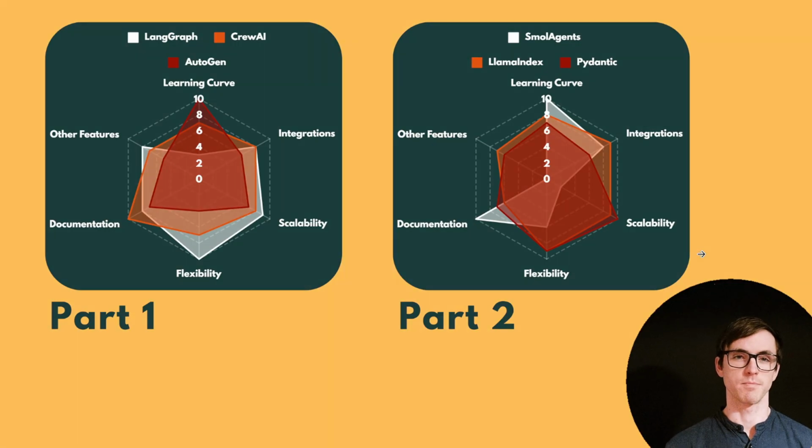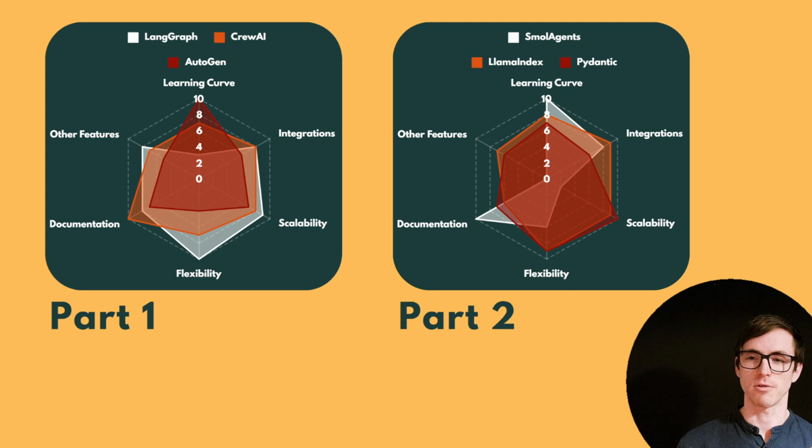So the results are in. On the left, I've got the 3 frameworks I compared in my first video, LangGraph, CrewAI and AutoGen. And on the right, I've got the 3 frameworks from this video, SmolAgents, LlamaIndex and PydanticAI. And it's still not a clear picture. I think there's a few different applications for these frameworks in a few different situations. So I now want to share with you where I believe these frameworks are going to work best.